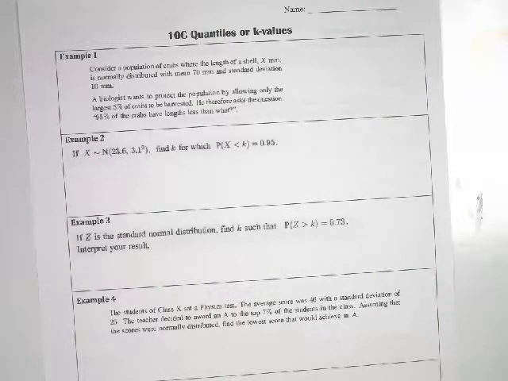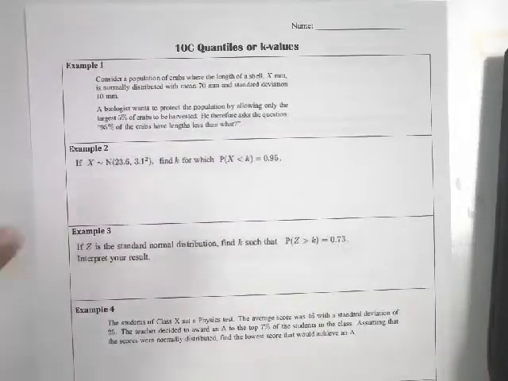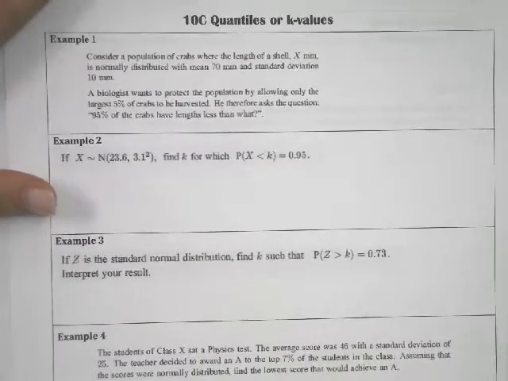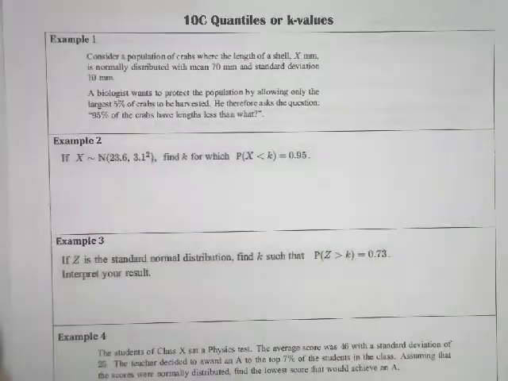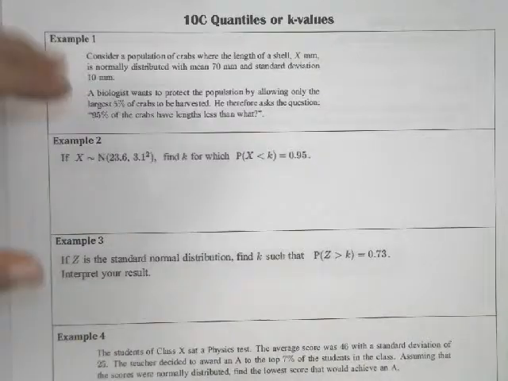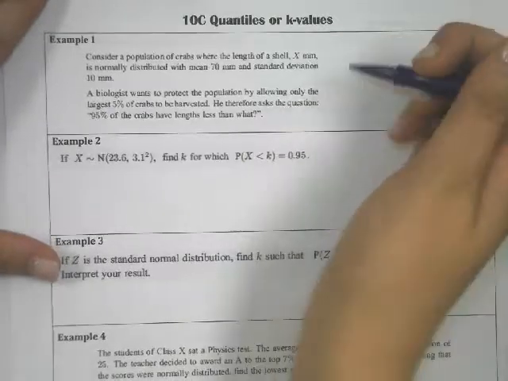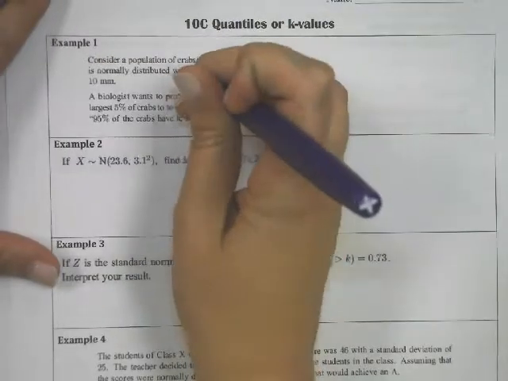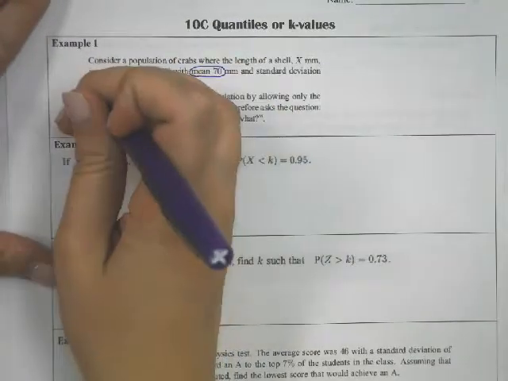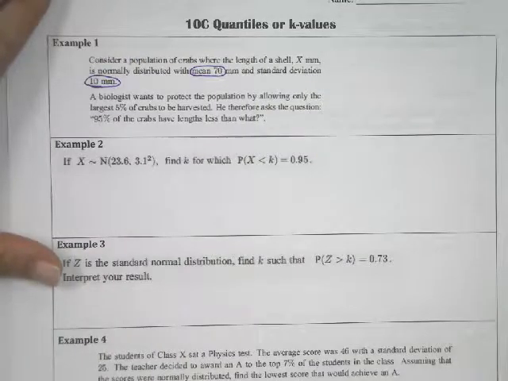Okay, I'm going to go through a couple more examples from 10C in case you need some more help with the K-value aspect, finding quartiles. So if we look at this question 1, it says, consider a population of crabs where the length of a shell, so they're measuring the lengths of the shells of crabs, is normally distributed with a mean of 70 millimeters and a standard deviation of 10 millimeters.